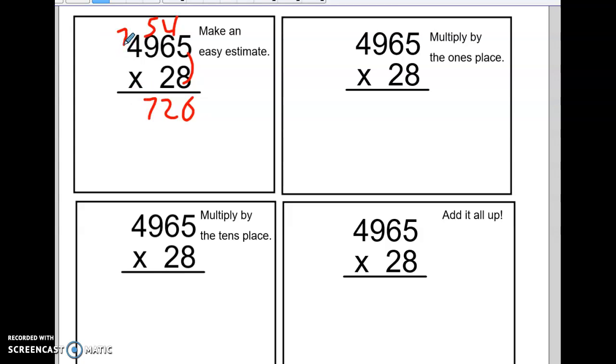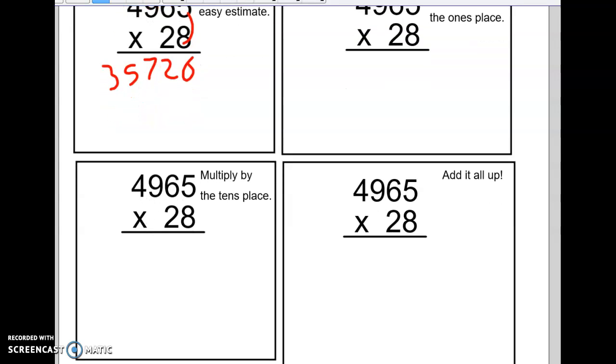And 8 times 4 is 28 plus 7 is 35. Okay, so we've just multiplied by the ones place, haven't we? Good job. Okay, we're going to hop down here. We're going to multiply by the tens place. I'm going to rewrite my previous answer, and I'm going to try to do a nice job so that we can add it up at the end.